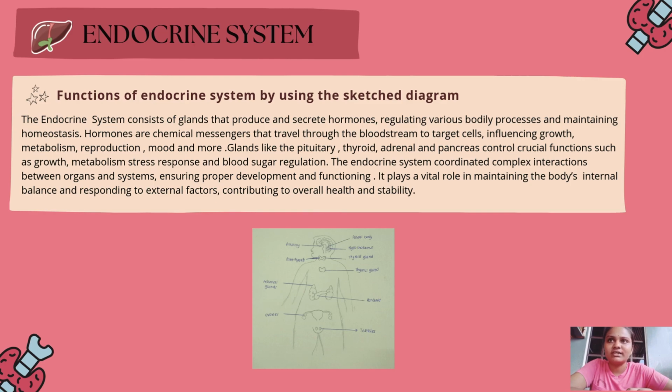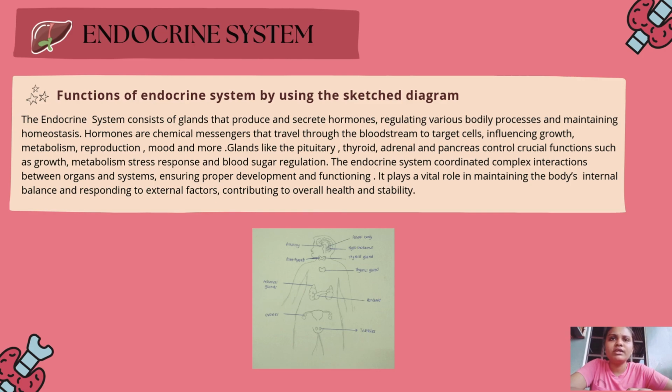Functions of the endocrine system by using the sketch diagram. And this is the sketch diagram. The endocrine system consists of glands that produce and secrete hormones regulating various bodily processes and maintaining homeostasis. Hormones are chemical messengers that travel through the bloodstream to target cells, influencing growth, metabolism, reproduction, mood, and more.